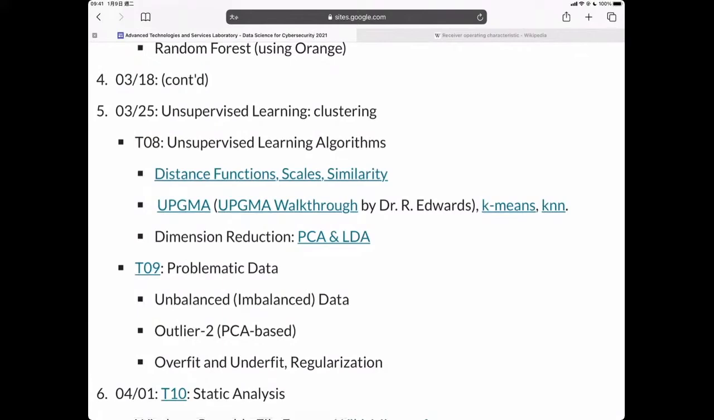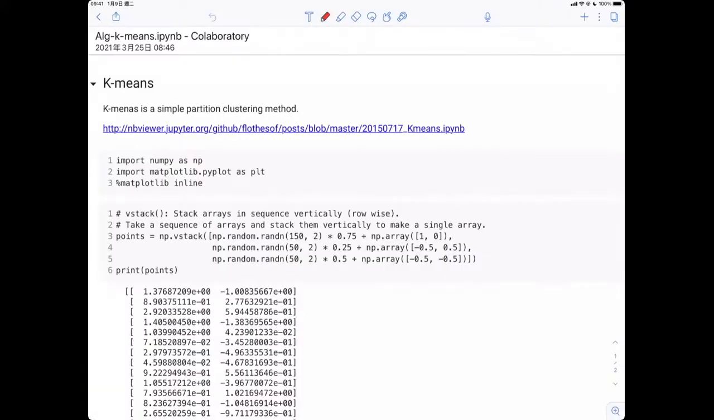After UPG&A, we have kMeans right here. Okay, it is a code which is on the GitHub. You can open my GitHub by using your Colab. kMeans is another way to help us to analyze unsupervised data. We like to do clustering, depending on the distance. But unlike UPG&A, unlike hierarchical clustering, it has different approaches. So let's take a look at this code.